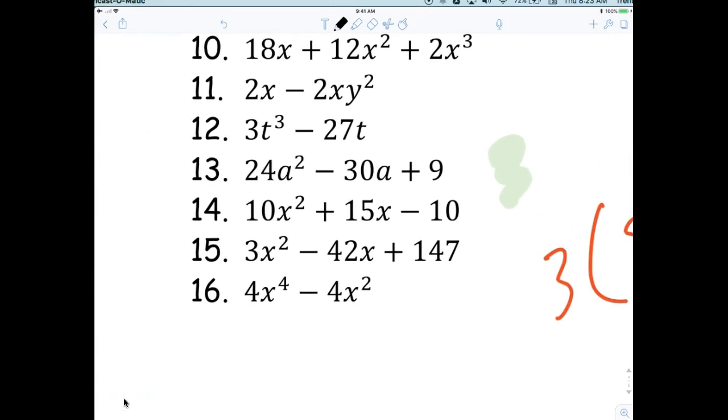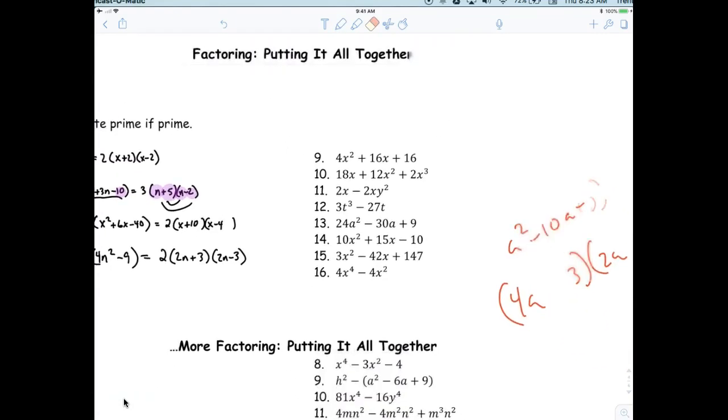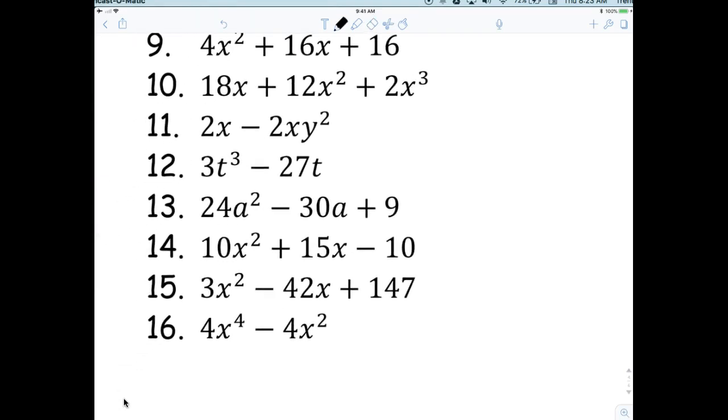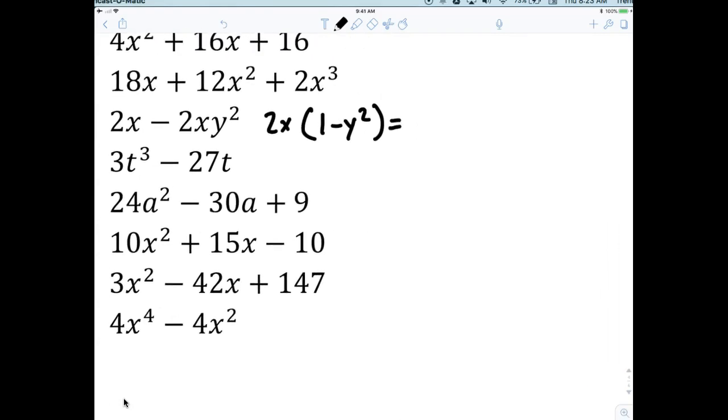We'll do 11 and 12. All right, and maybe we'll do 16 also. All right. So here we go. Look at number 11. What's common there? 2x. Very good, guys. So I end up with 2x. Now the whole thing factor out, so you have to leave a what? 1. Very smart. So 1 minus y squared. And then 1 minus y squared will factor to? Good job. 1 plus y and 1 minus y.